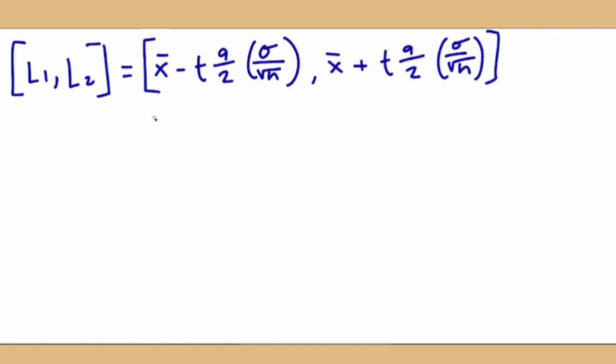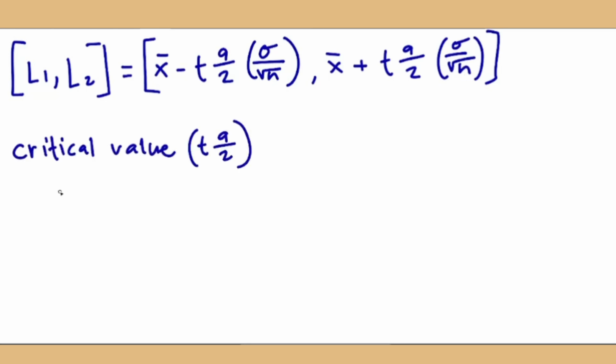Hello, I'm Isaiah, and I will show you the formula for our interval estimate. This will read as the interval equals the sample mean minus the critical value times the standard deviation over the square root of the sample size, and the sample mean plus the critical value multiplied by the standard deviation over the square root of the sample size.